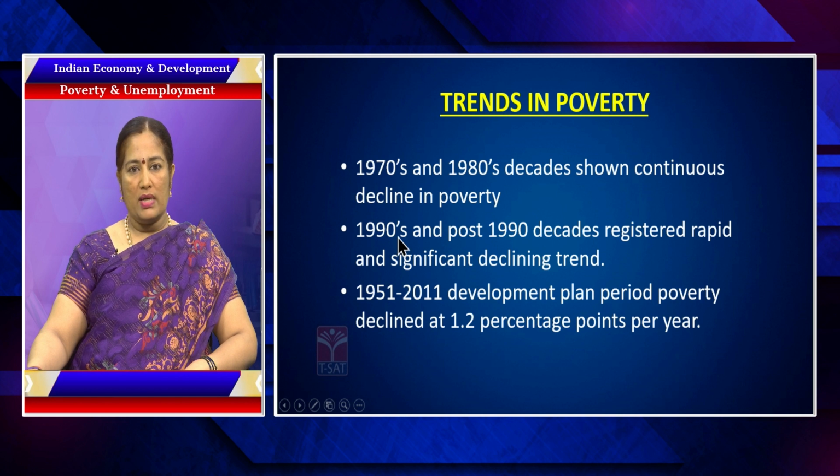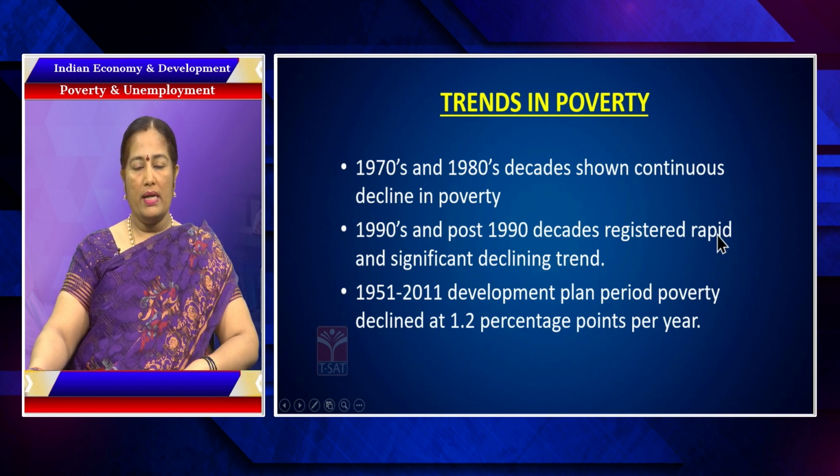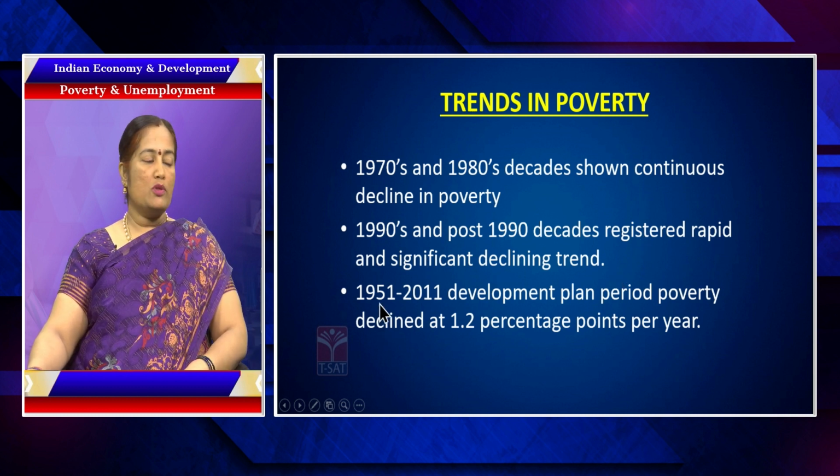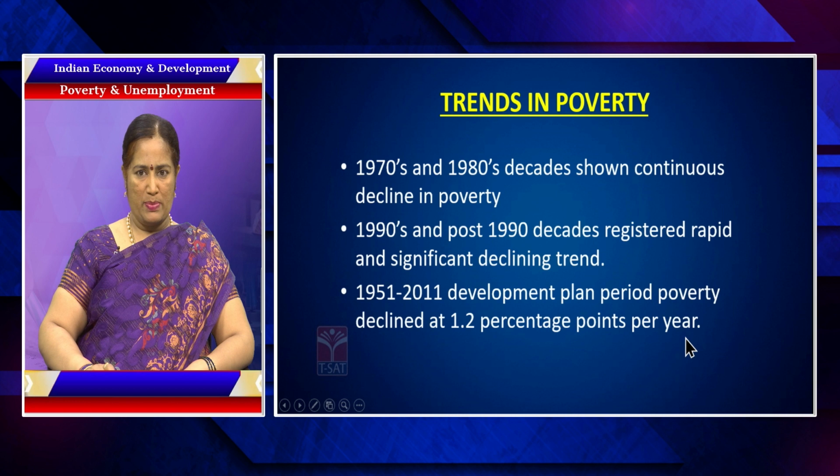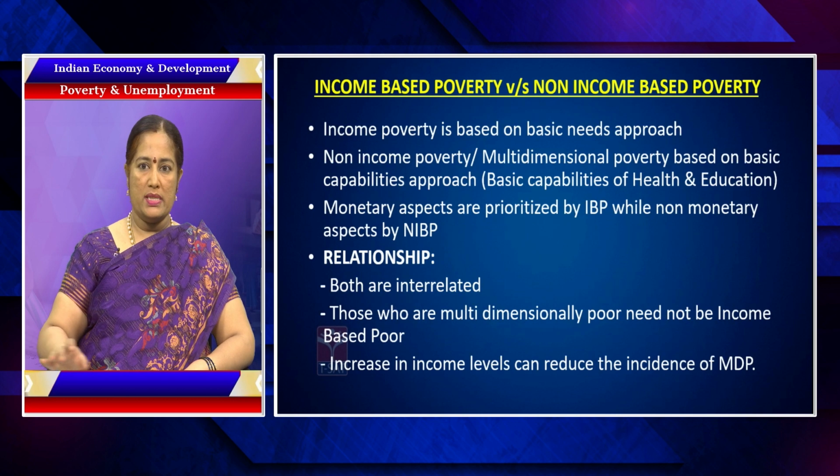In the 1990s we had liberalization, privatization, globalization, after which the number of job opportunities not only increased in the private sector, but even the standard of living increased a lot. So in these decades, that is 1990s onwards, there was a significant and rapid declining trend in poverty. If you come to 1951 to 2011, the entire development plan period, poverty declined at 1.2 percentage points per year as per the contemporary data available on the internet.